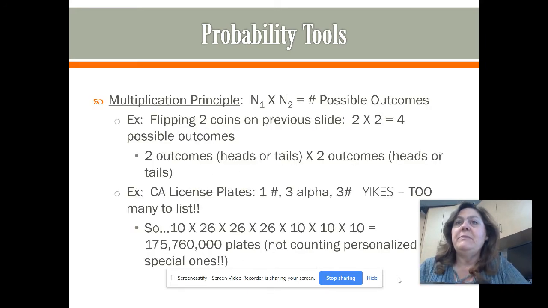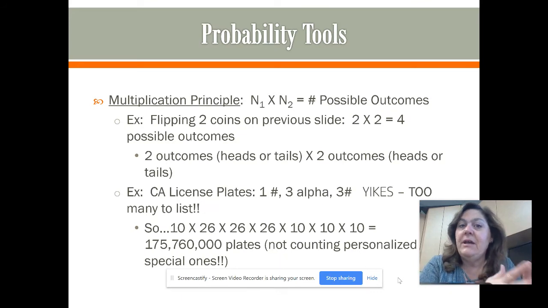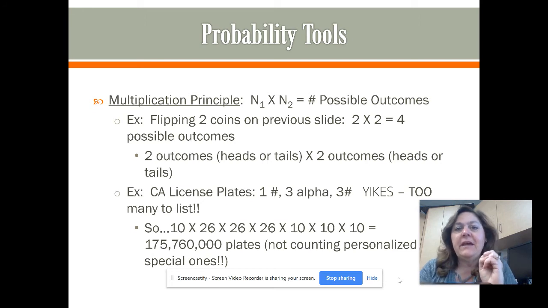Other tools that we use would be the multiplication principle. This is like flipping 2 coins on the previous slide. This is a way to find out how many possible things would be in your sample space. It doesn't determine what your sample space is, it's just the number that would be in it. And sometimes you just need to know that as your denominator for probability, out of this many possibilities. So if you're flipping the coin twice, you have two options on the first one, heads or tails. And then the second one is 2 options, again, heads or tails. So you do 2 times 2 and you would have 4 outcomes.